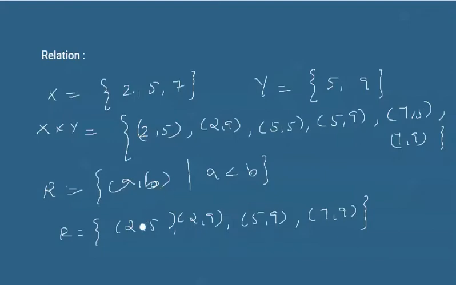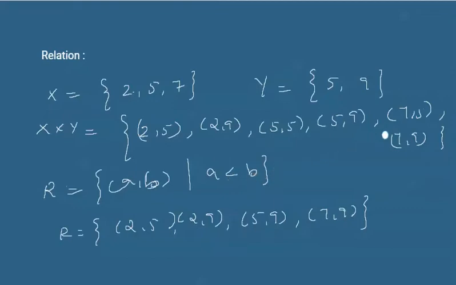Okay, these are the ordered pairs which are obeying the rule: (2, 5), (2, 9), (5, 9), and (7, 9). Why didn't we take (5, 5)? Because both A and B are equal here, so it is not "equal to"; the equal to sign is not there. A must be strictly lesser than B.